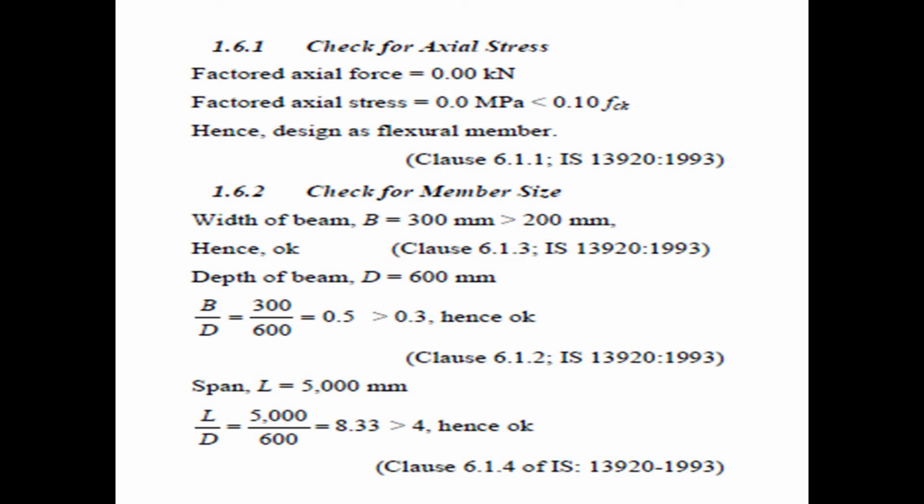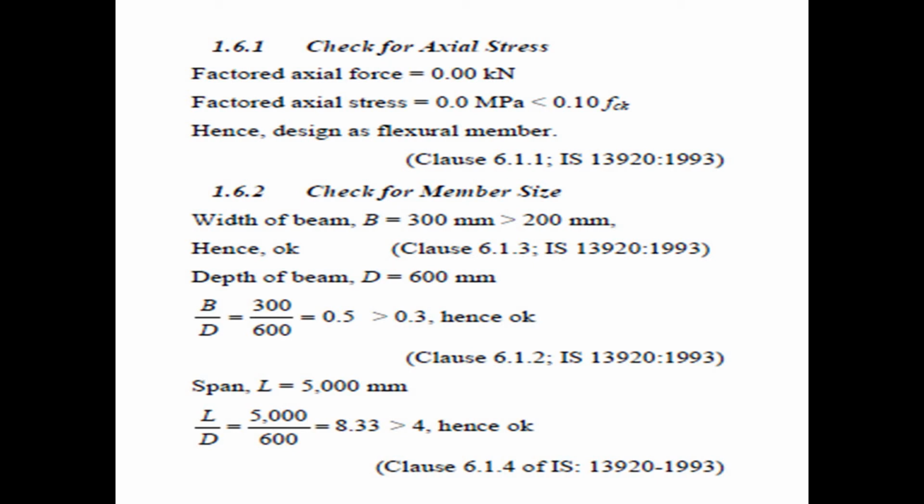So IS 13920 also defines the specific member size for the ductile detailing. For this case, please refer to clause 1.6.2. As per this, the width of the beam is 300 mm, and the clause says that it should be greater than 200 mm. So our size is already 300 mm, so it is okay.